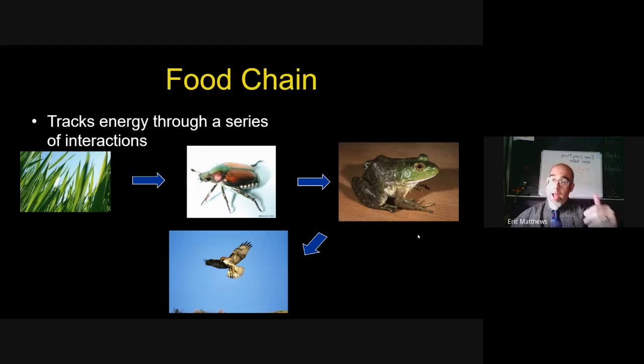Now, our normal way to show the movement of energy through an ecosystem is by a food chain. It literally just tracks the energy. So what we're saying here is the energy of this grass is eaten by the beetle. It goes into the beetle. The energy of the beetle goes into the frog. The energy of the frog goes into the hawk. So we are tracking energy starting here in the producer and moving through this chain, just like links in a chain. One connects to the next.